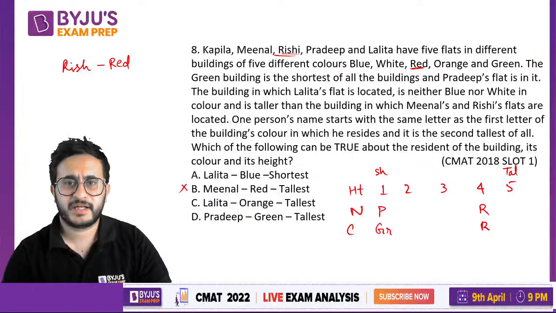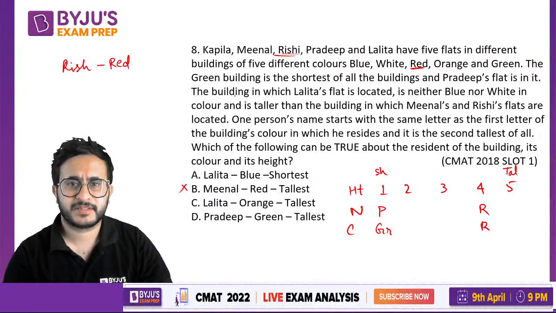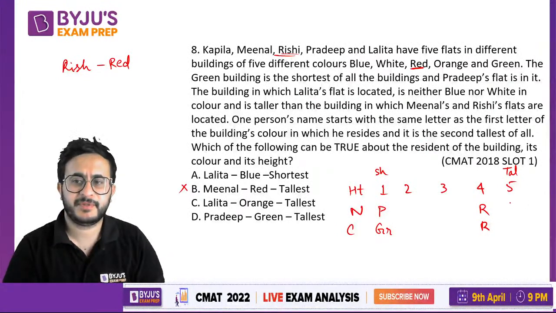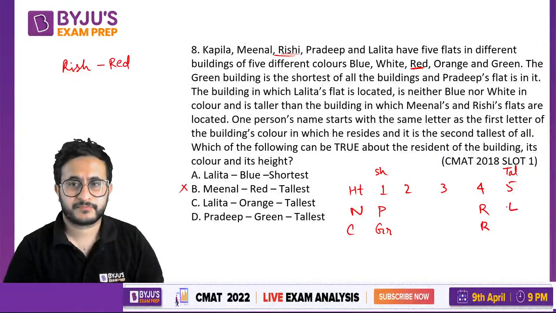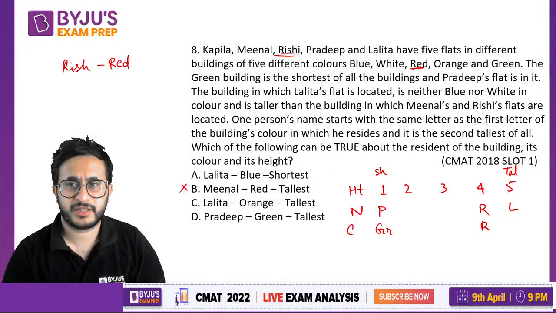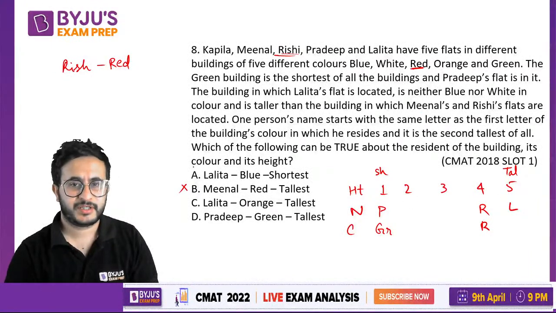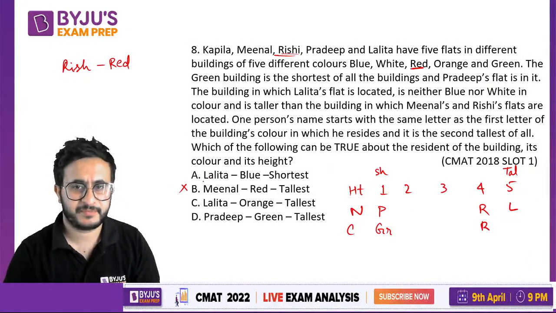Now we are given that Lalita is taller than Meenal and Rishi, right? So that means Lalita will be the tallest. Okay, because Lalita is taller than Meenal and Rishi. So Rishi is fourth number, that is the second tallest. So Lalita has to be the tallest, right? So out of these options, we can eliminate which of the following can be true about the resident of the building, its color and height.